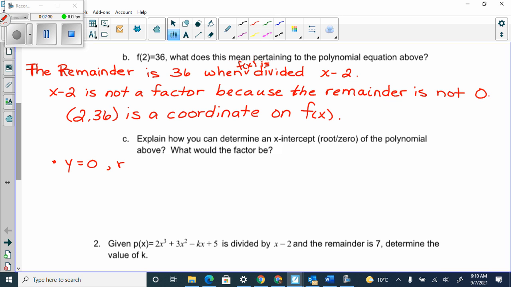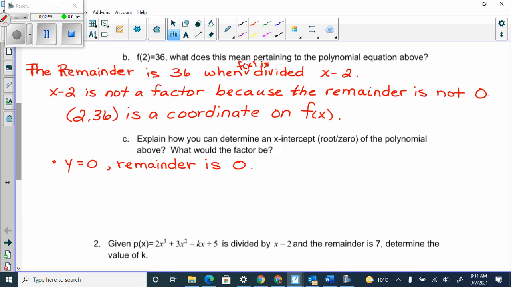We can look for the remainder equals 0. Why is the remainder 0? Because it's just a coordinate, correct? The coordinate is x and my y value. My y value is my remainder. My remainder has to be 0 in order for it to be my x-intercept. See the full circle as to why they're saying something is a factor if the remainder is 0, because then it would be an x-intercept. Okay?